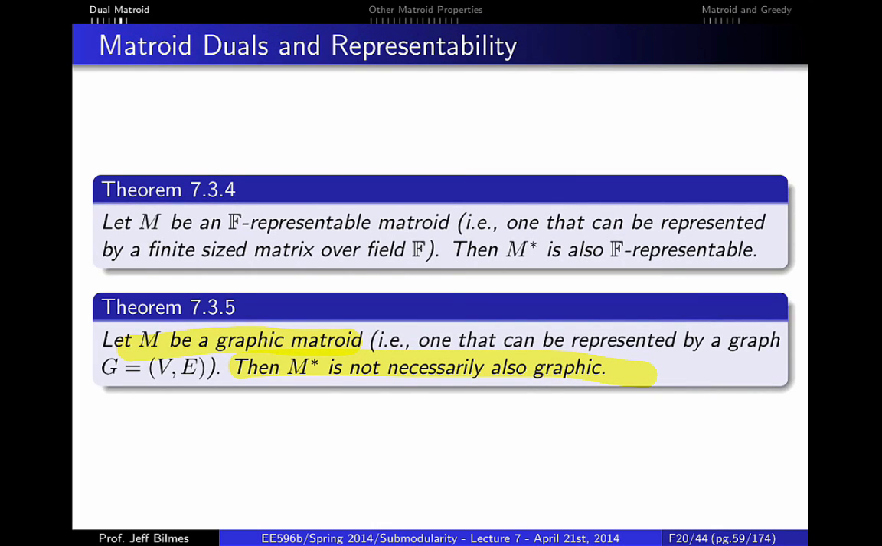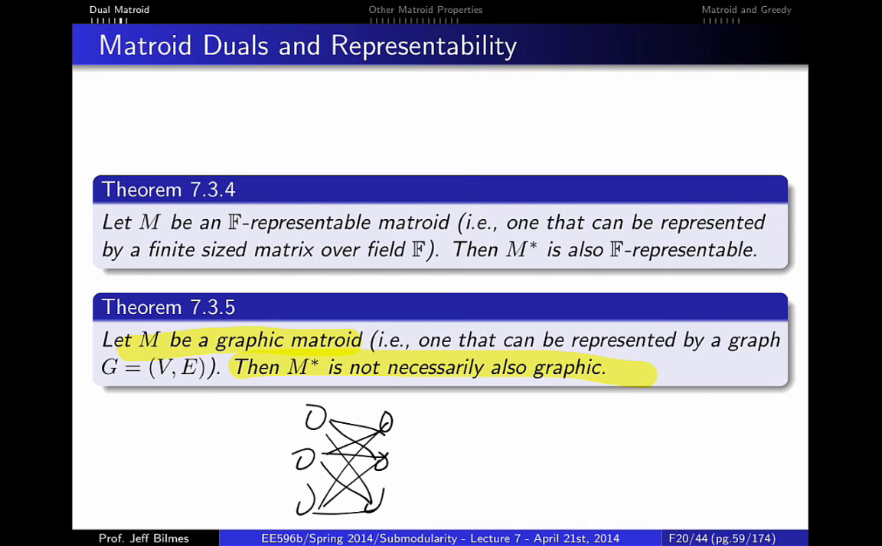Can you give us an example of this scenario, of M star not being graphic? Yeah, it's a little bit complicated, but if you take, for example, the dual of a complete bipartite graph, it turns out it's not graphic. The complete bipartite graph would be something like this, on 3 nodes. You take the dual of this, and you have to show it. You'd have to go through the example.